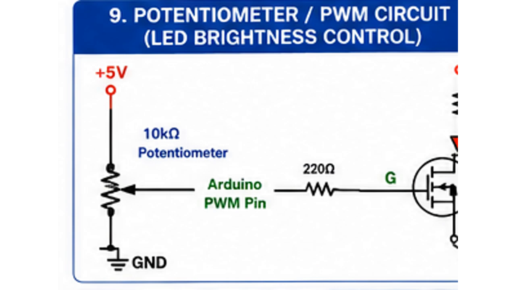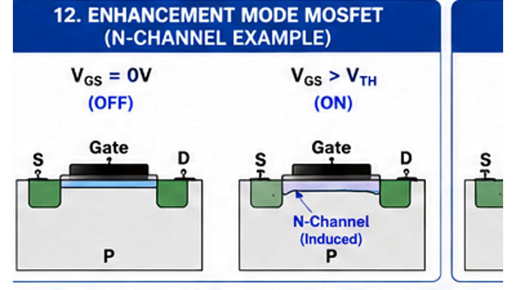Now let's build a simple practical circuit. Take a breadboard, an N-channel power MOSFET such as the IRFZ44N, an LED, a 220 ohm resistor, a 9 or 12 volt supply, and jumper wires.